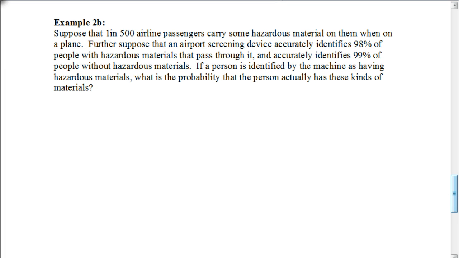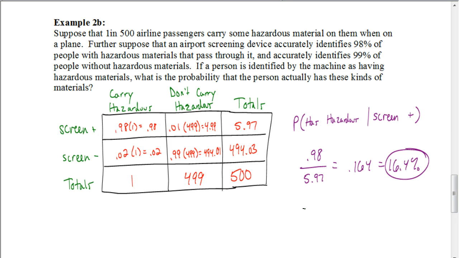Now, why don't you guys try one finally completely on your own? So why don't you pause the video, work this one out, create your own table, and hit play when ready to check to see if you have the correct answer. Okay, let's see how you did here.